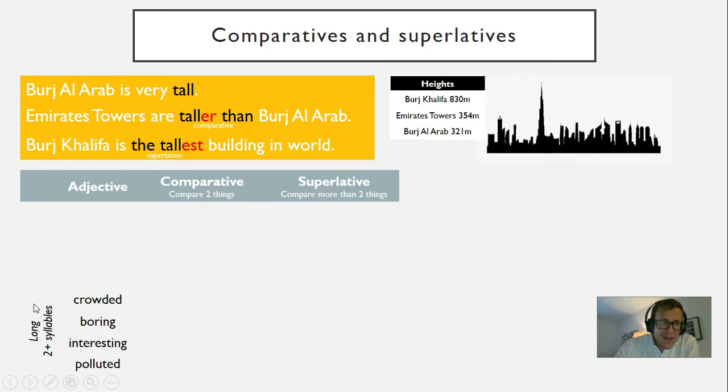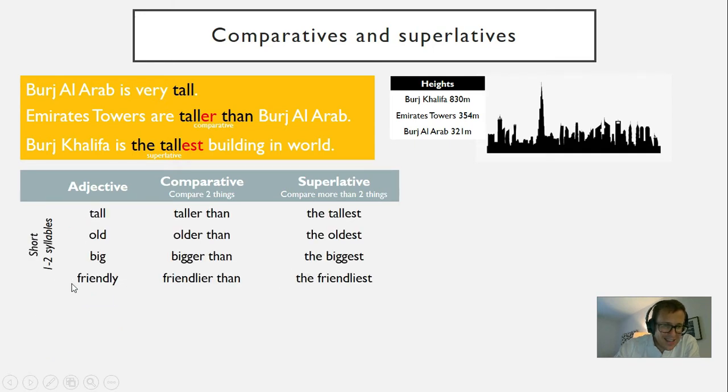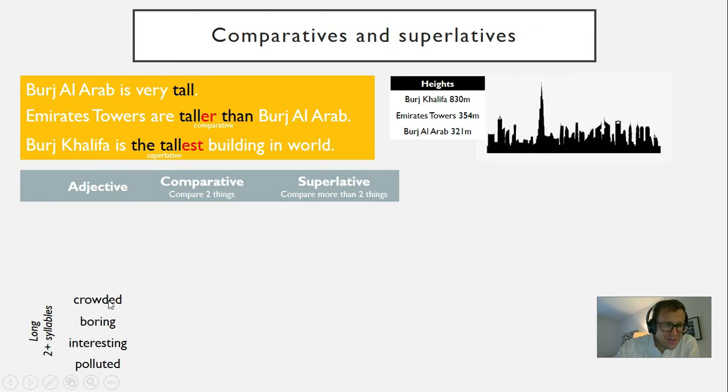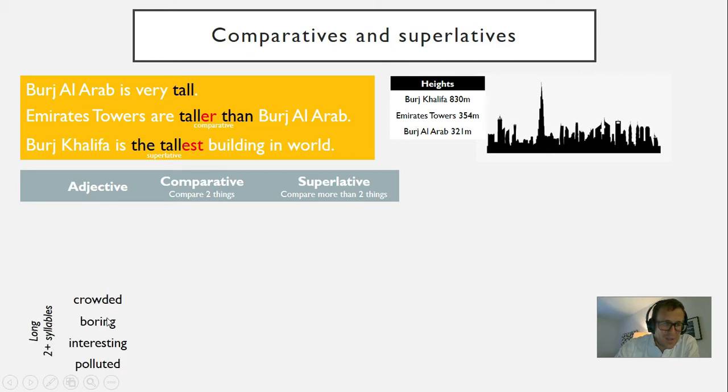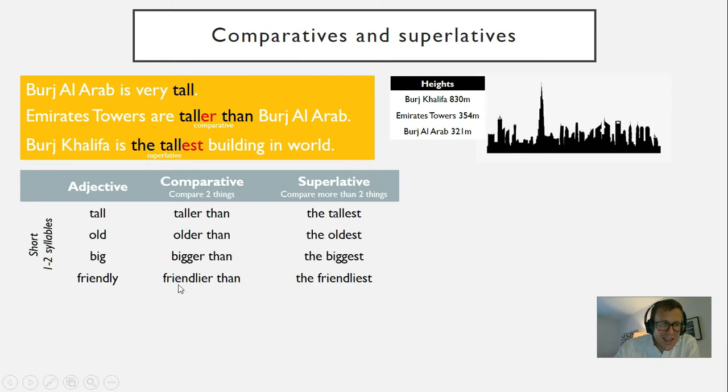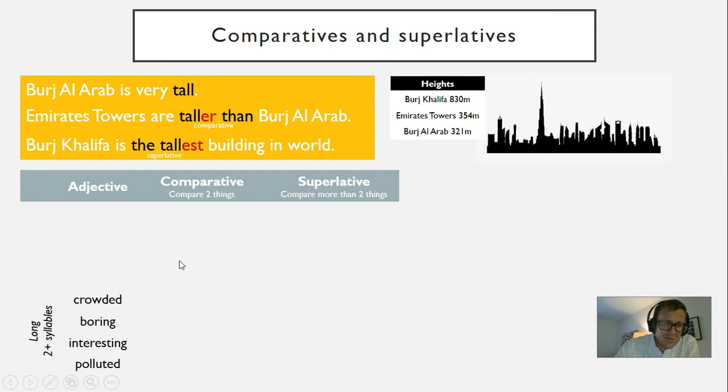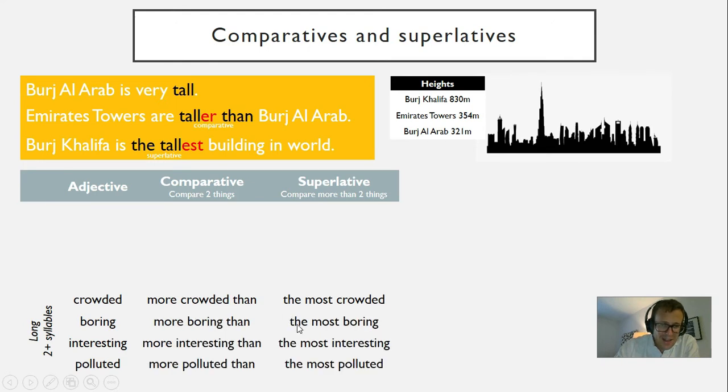But let's look, when the adjectives are short, it's like this. But when they're long, crowded is not a long adjective, but it doesn't finish in Y like friendly. Boring, interesting, polluted. These are long adjectives. So we don't say it like we did with taller. We say more crowded than, the most crowded. More boring than, the most boring. More interesting than, the most interesting. More polluted than, the most polluted.